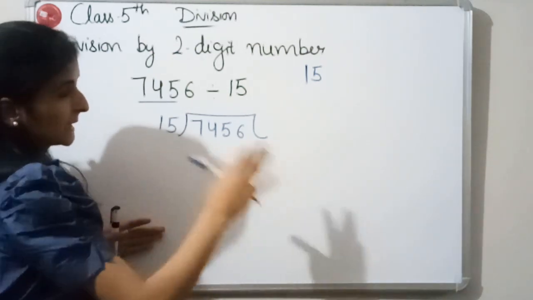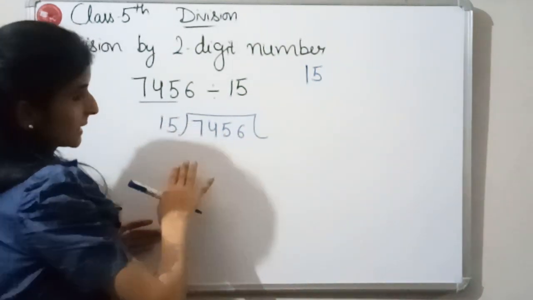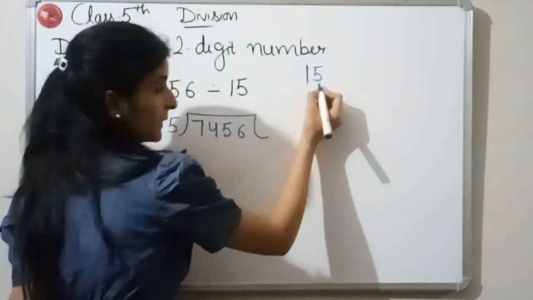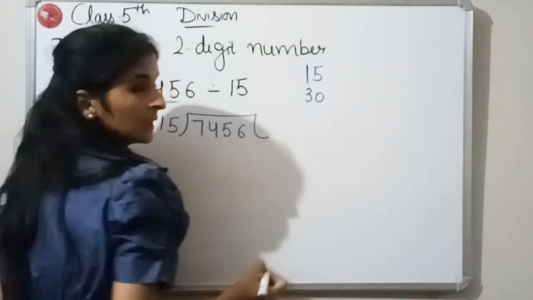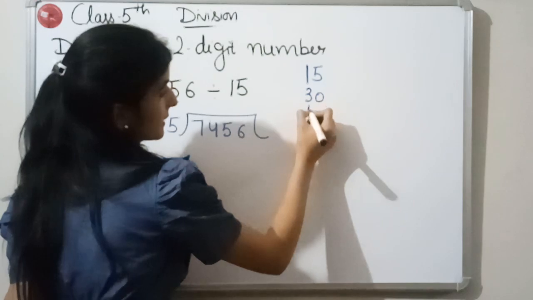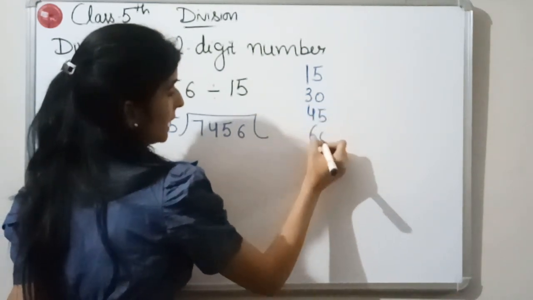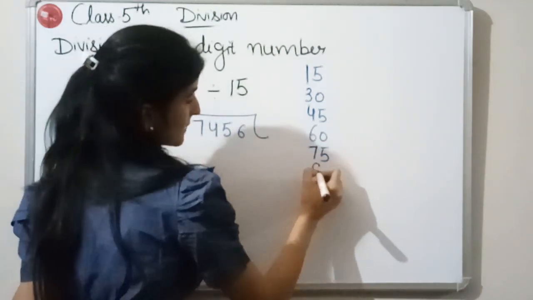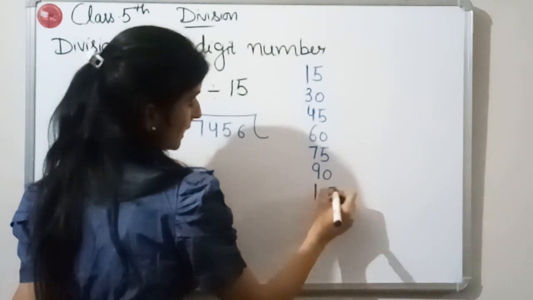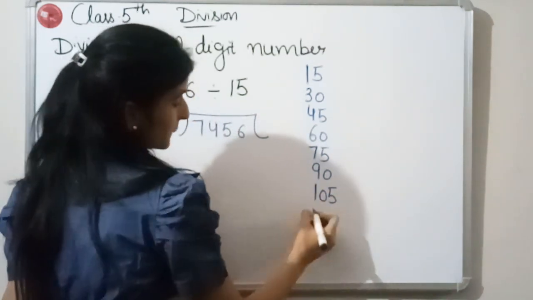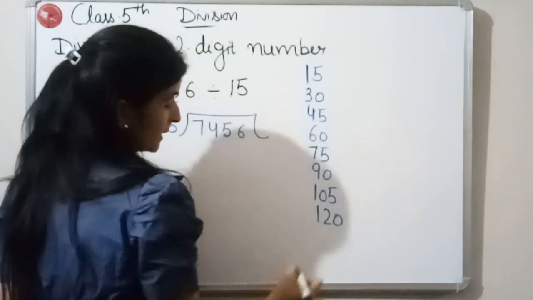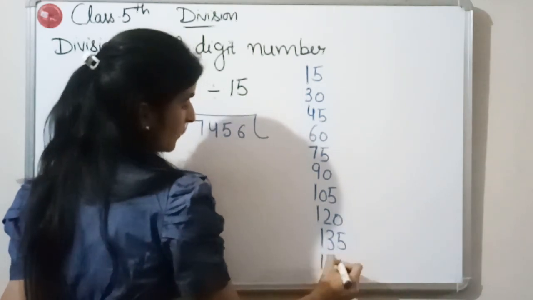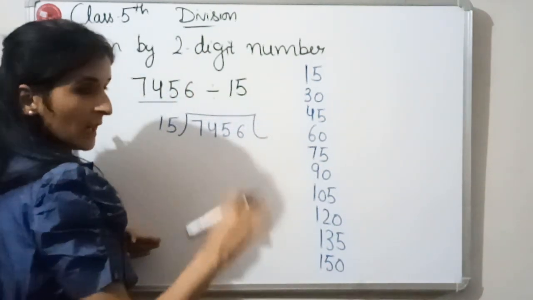You have to write the table on the side so that it will be easy for you to do division sums. Clear? So 15 ones are 15, 15 twos are 30, 15 threes are 45, 15 fours are 60, 15 fives are 75, 15 sixes are 90, 15 sevens are 105, 15 eights are 120, 15 nines are 135 and 15 tens are 150. Fine, now we have written the table.